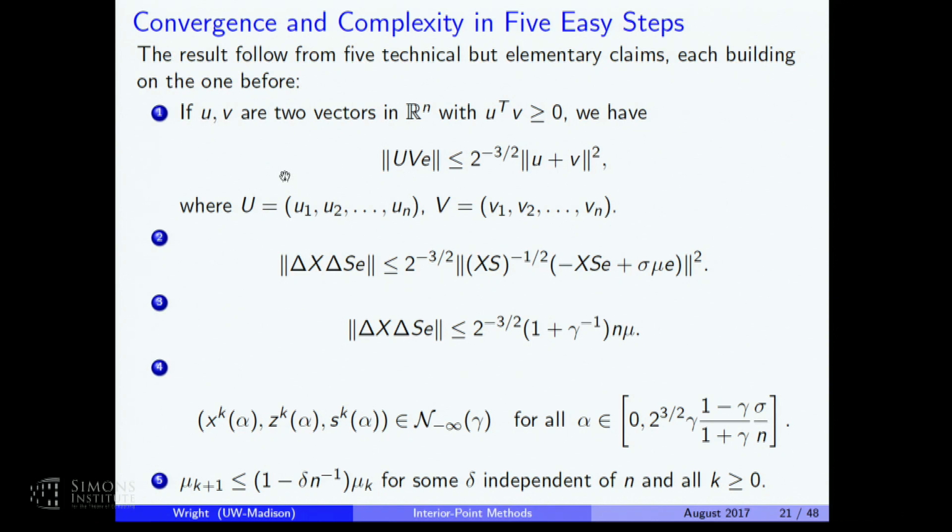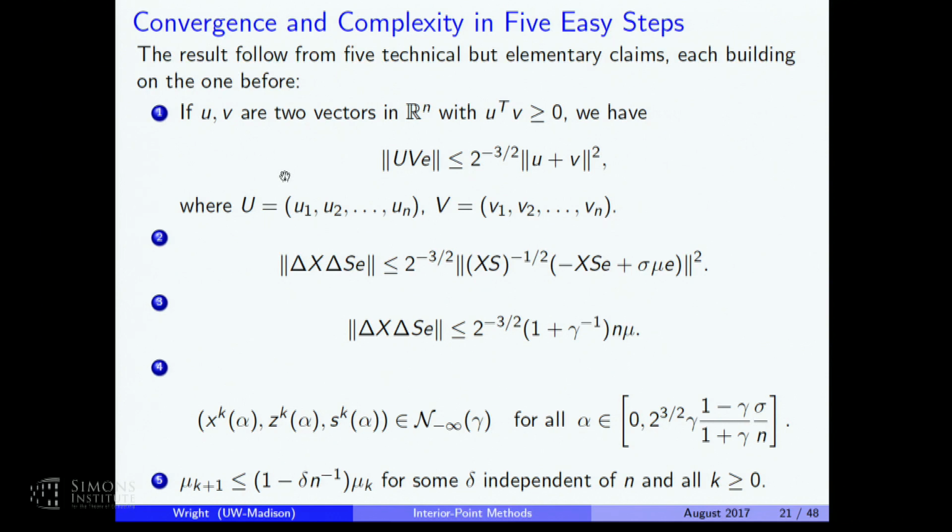And these are just 5 statements. The proof of each is exactly one slide, and each one follows from the one before. So it's just a chain of implications. The first one is purely technical. If I take 2 vectors in Rn with a positive inner product, then it's sort of an implication of the geometric arithmetic inequality, as we'll see on the next slide.